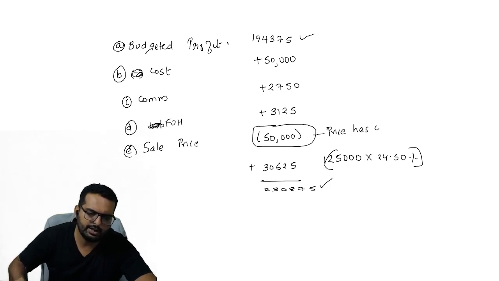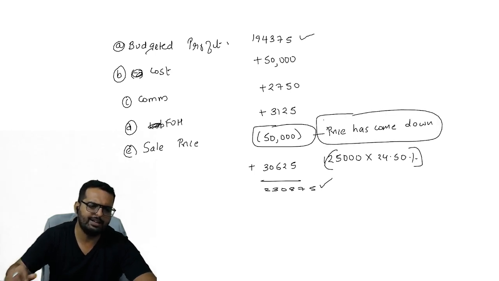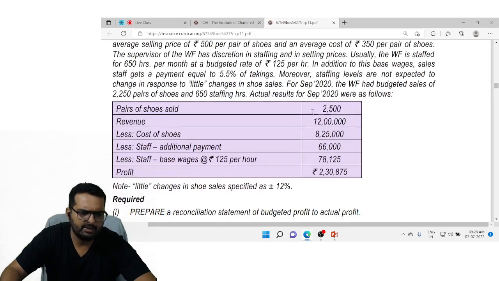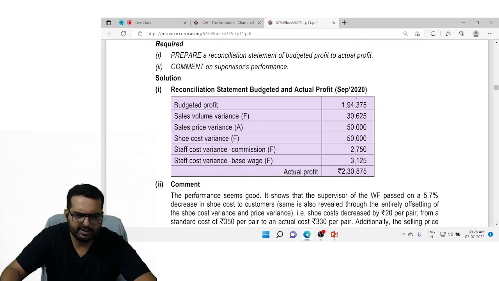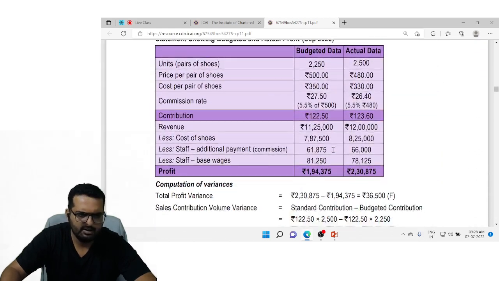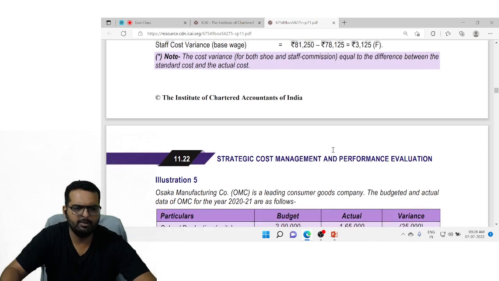So, what did he do? He reduced the price due to which the demand went up and the sales have gone up to 2,500 units. Everybody clear with this part? So let's check. Yes, we got exactly the same numbers. Okay. So we are done with this problem, friends.